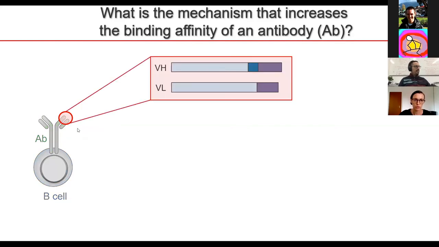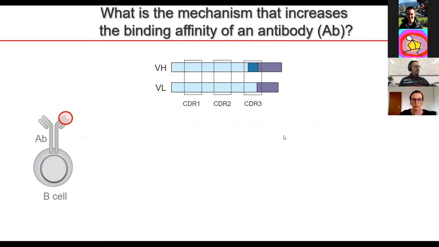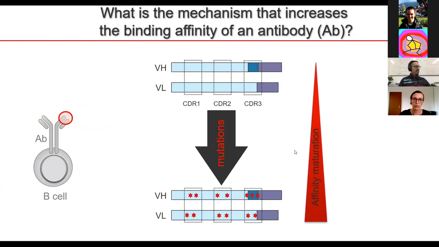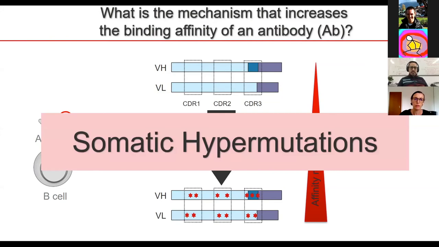If we have a closer look at this variable region, you have the heavy chain on the top and the light chain on the bottom, and the CDR regions that are along the sequences. So in the germinal center, in order to increase the affinity of your antibody with the antigen, you will have a set of mutations that will occur preferentially in the CDR region, and that will allow the antibody to increase affinity with the antigen. This is called affinity maturation, and these mutations are called somatic hypermutation. So this is why we developed Ancestry: to have a closer look at these somatic hypermutation events in a clonal family of immunoglobulins of interest.